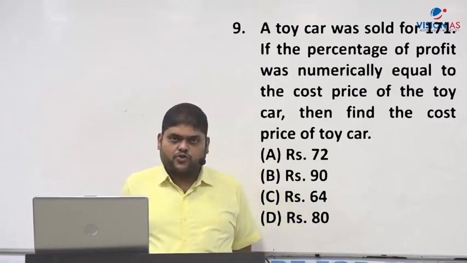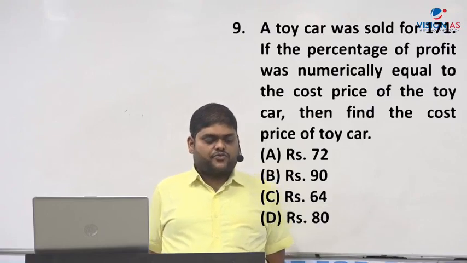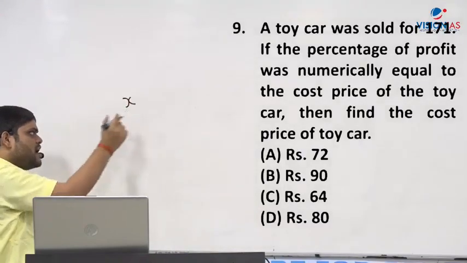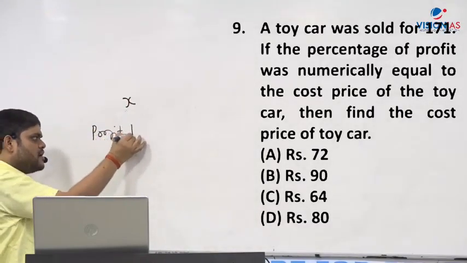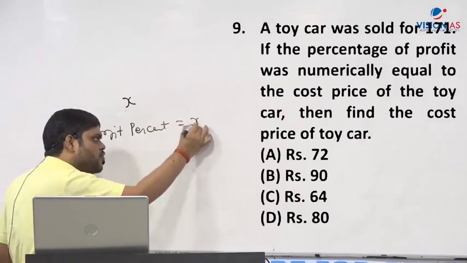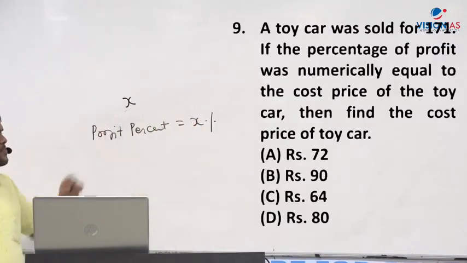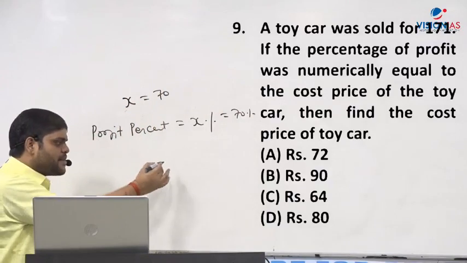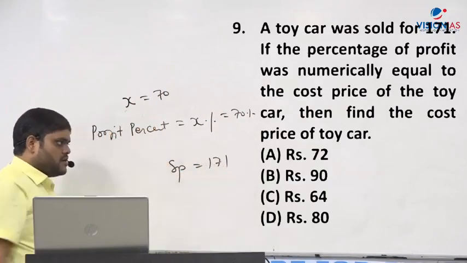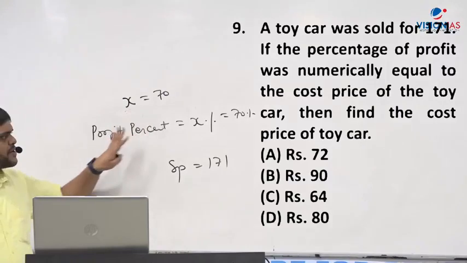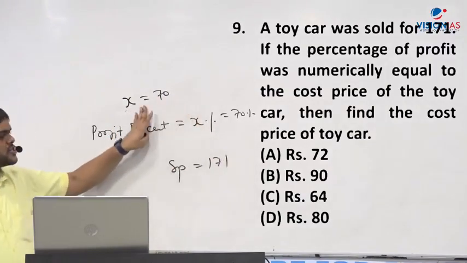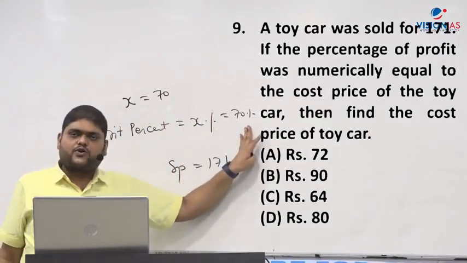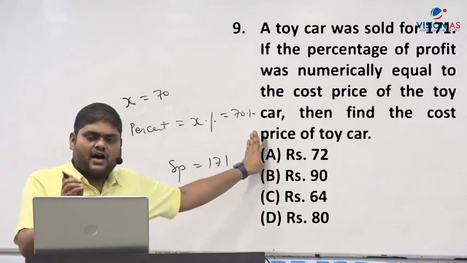A toy car was sold for rupees 171. If the percent of profit was numerically equal to the cost price of the toy, then find the cost price of the toy. What is the meaning of the question? Suppose the cost price is X, then profit percent is equal to X percent. Suppose the cost price is 70, so the profit percent becomes 70% and the selling price is coming as 171. That means if X is equal to 70, then the profit percent is also equal to 70%. This is the question language.